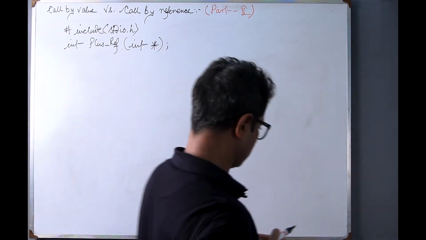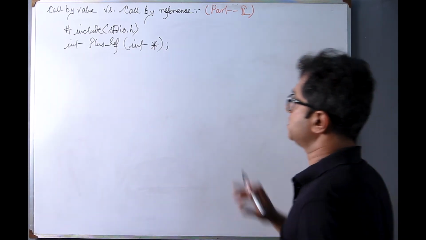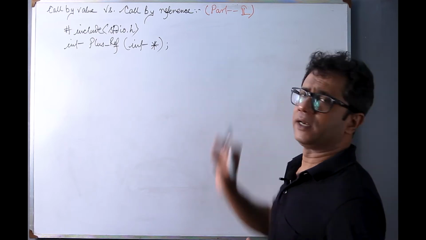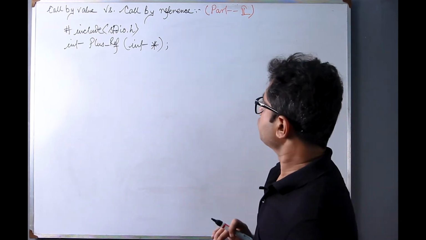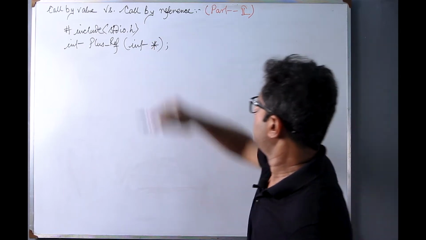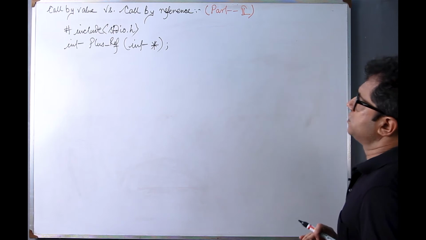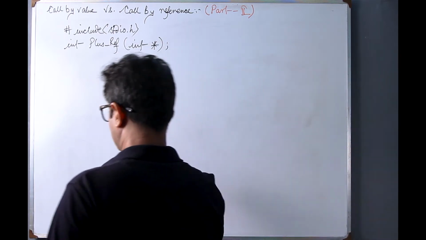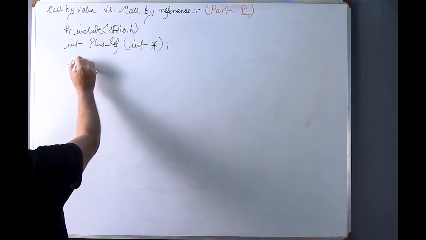int star. So what is this int star? Int star is a data type. It is a pointer to an integer data type. So int star is a pointer to an integer data type which is given as the argument in this function prototype or the function declaration. So now we are going to write the int main.